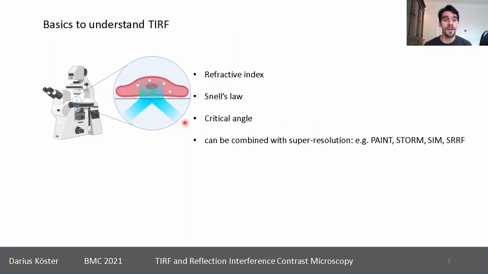And the basics to understand TIRF microscopy, and how we can generate this kind of thin layer of excitation light: you have a few points that you have to be aware of and that we will discuss. The refractive index of your medium is important, the physical basis of total internal reflection is Snell's law, and the critical angle is another important feature that you will come across now.